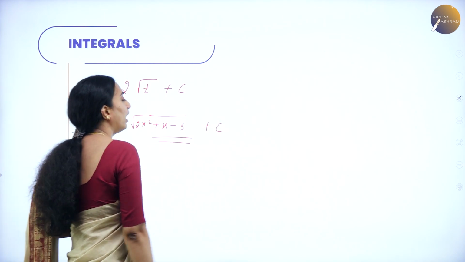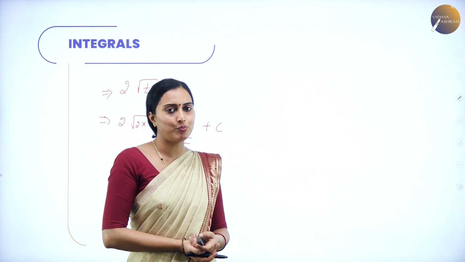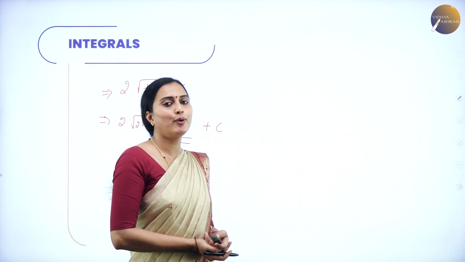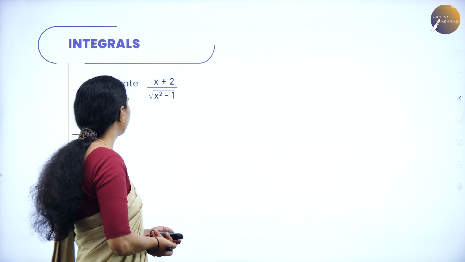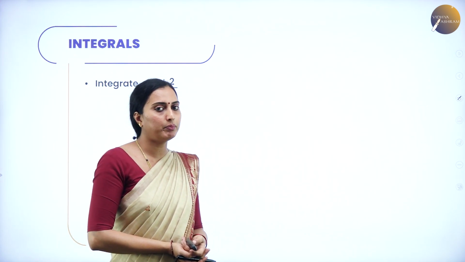And this is the final answer you are going to get for that question. I hope you understood that one. Now we'll be moving on to the next problem. What they've asked: integrate (x plus 2) divided by under the root of x squared plus 1.